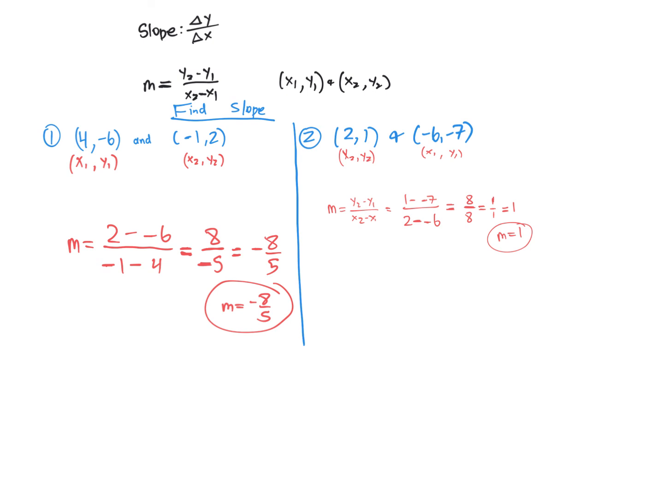So there's 2 examples for you guys on how to properly use that m is equal to the change in y's over the change in x's equation to find the slope of a line.